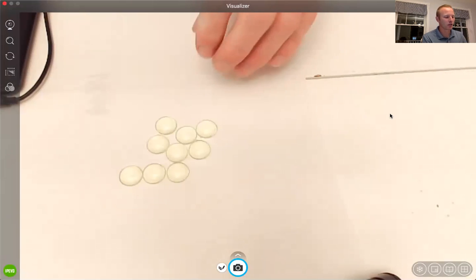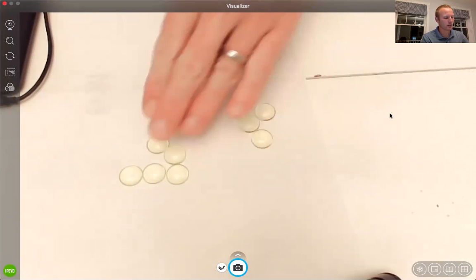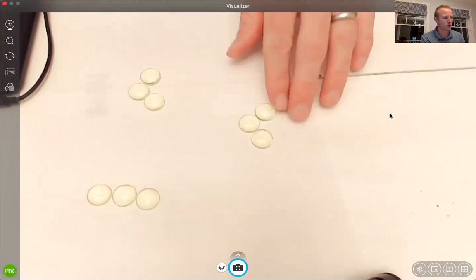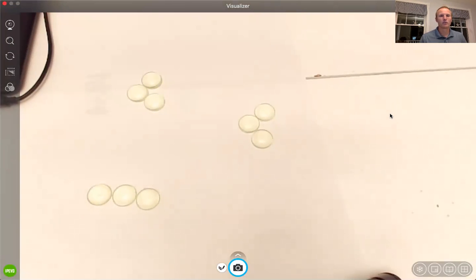So I have 9 things. I'm going to put them into groups of 3. So 3, 3, and 3. And I figured out that when I take 9 and put them into groups of 3, I'm left with 3 groups, 1, 2, 3. So that's how you can use manipulatives, anything you have around in the house or in the classroom, to figure out division problems.